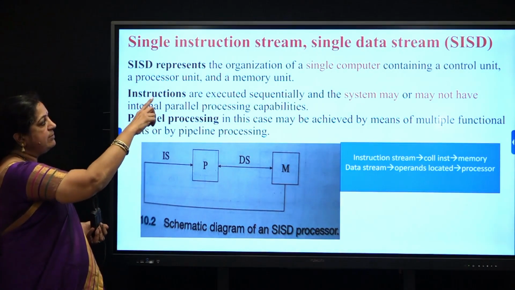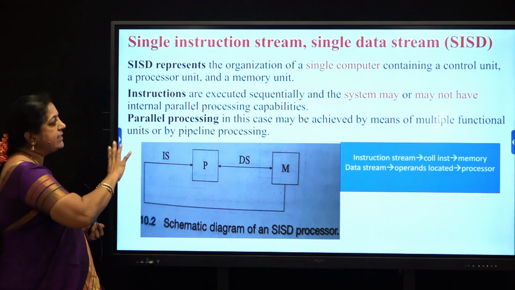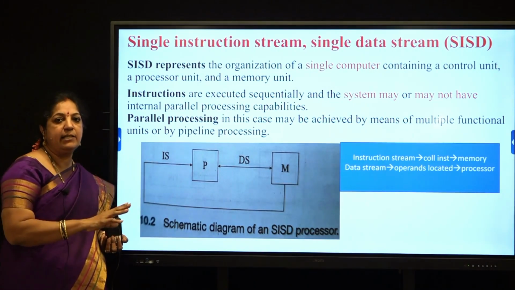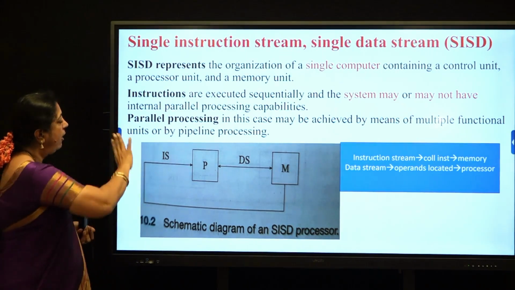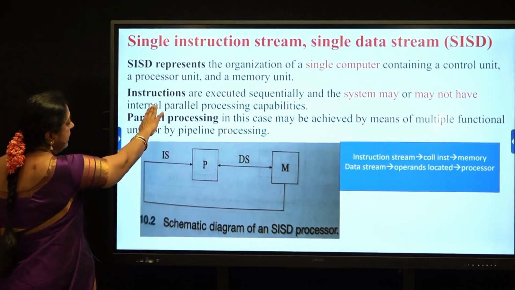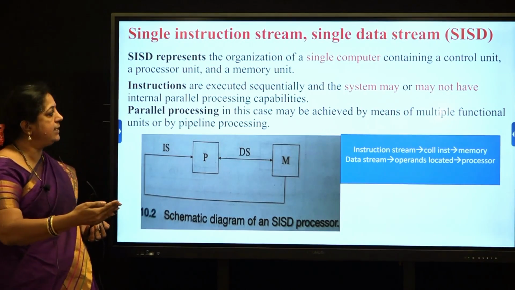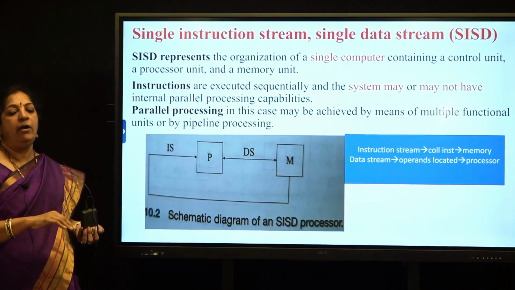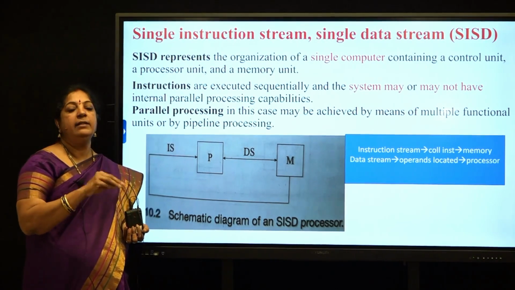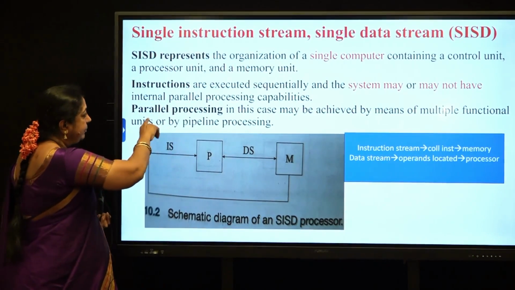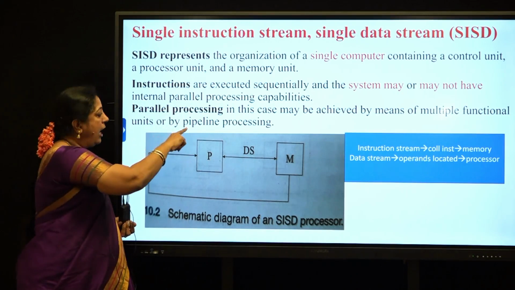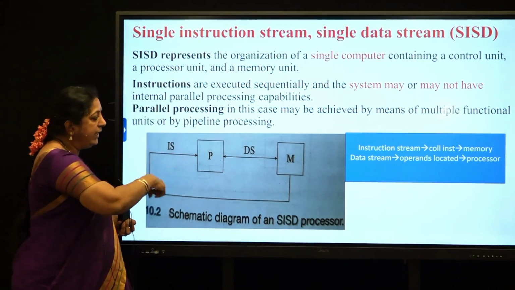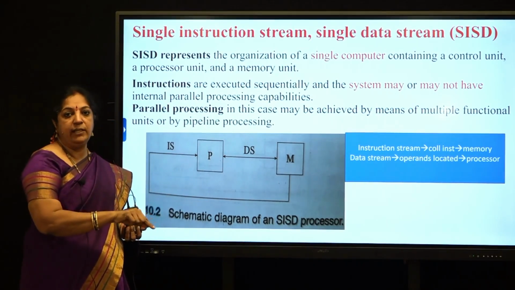First, single instruction stream, single data stream. As I told you, it is the simplest way, and a single computer is used here. It consists of one control unit, one processor and one memory unit, all single. Instructions are executed sequentially, one after the other, and the system may or may not have internal parallel processing. If it does have internal parallel processing, it may use either multiple functional units or pipelined processing. These are the ways the parallel processing is done internally in single instruction stream, single data stream, if at all it is used. Sometimes it may not be used.